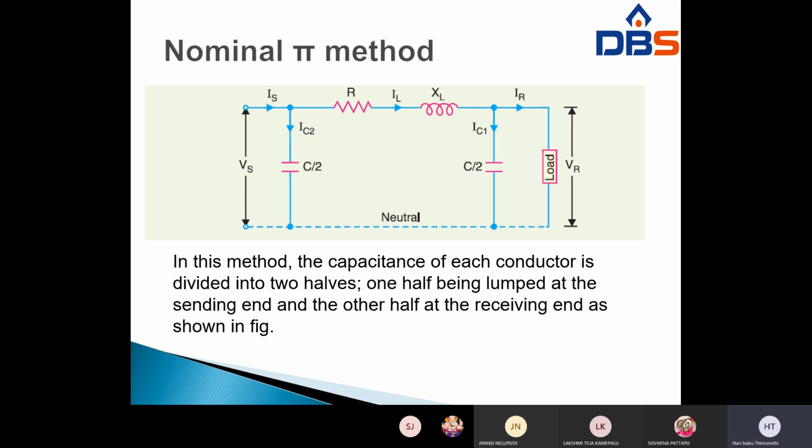Now ILR is in phase with IR, and ILXL is 90 degrees. Now the addition of VR plus ILR plus ILXL is nothing but the sending end voltage. Here line current IL is nothing but IR plus IC1. Look at the figure, IL is equal to IR plus IC1. Sending end voltage Vs is nothing but VR plus ILZ, that is VR plus IL into R plus jXL.